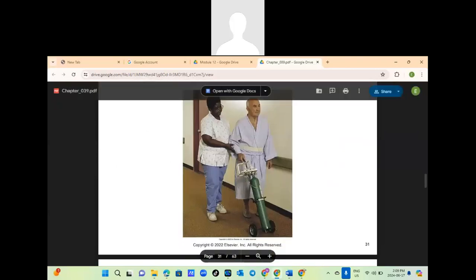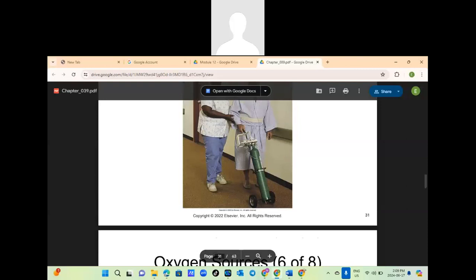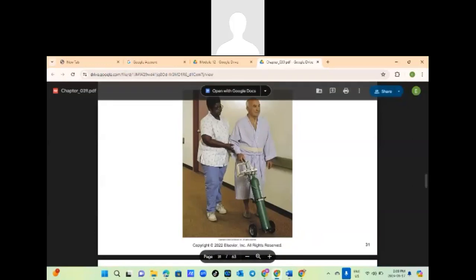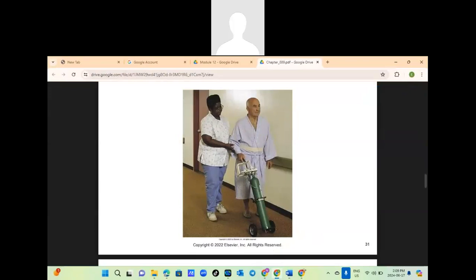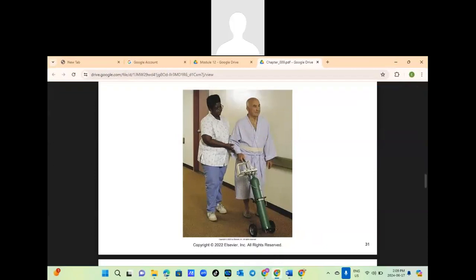So this one over here is a portable oxygen that they can carry. We use this one for our clients, for example, when they're going for a diagnostic test, say an X-ray, and they have to have oxygen therapy. So we have to put this one beside the stretcher. For the wheelchair, we have a bag, like a portable oxygen machine.